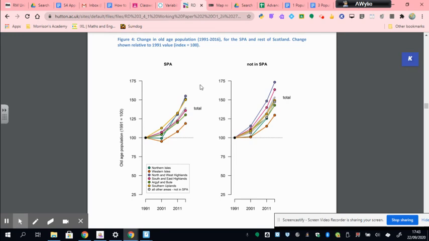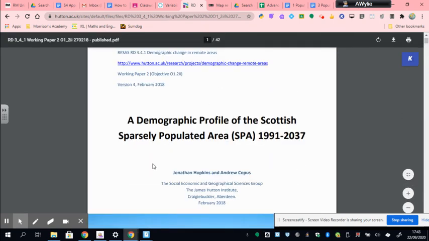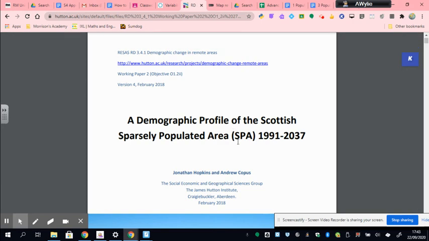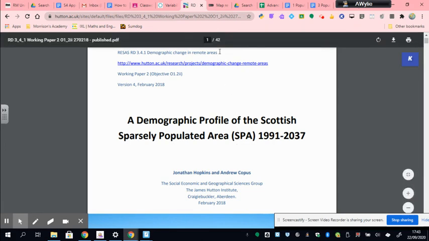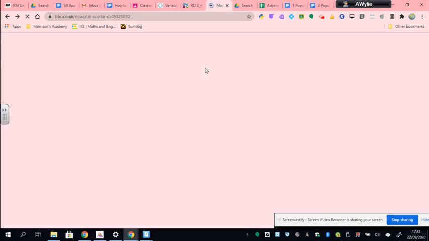So this is you finding a bit of secondary data. In this case, it comes from a really respected source. It's the Social, Economic and Geographic Sciences Group, the James Hutton Institute in Aberdeen. That's the title of the source. And you would be citing this as your evidence and talking about it. And it would obviously have to be in the context of a research question. So in this case, it could be the changes in elderly population in rural settlements, e.g. like Comrie.